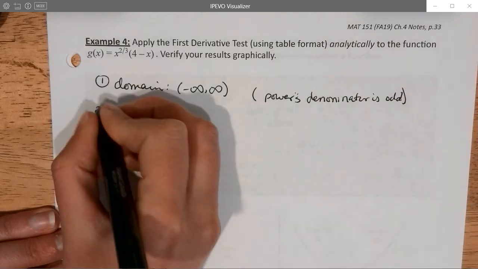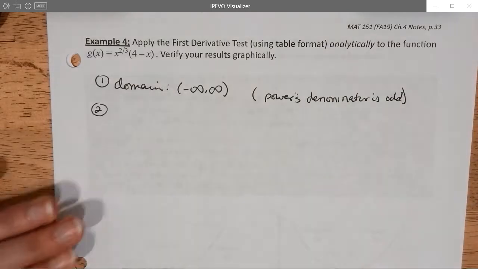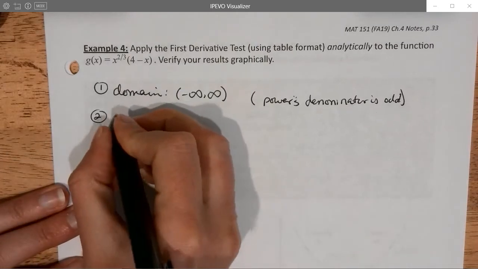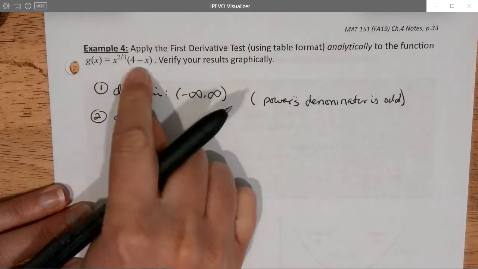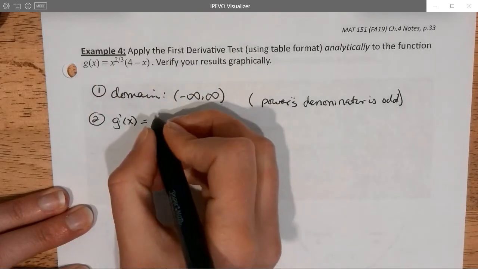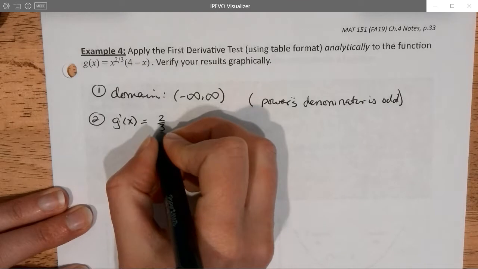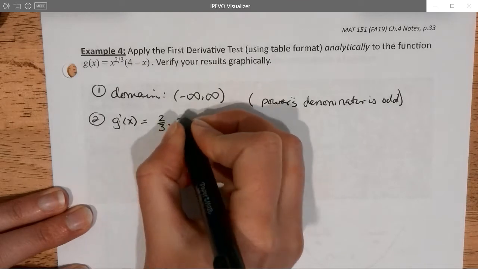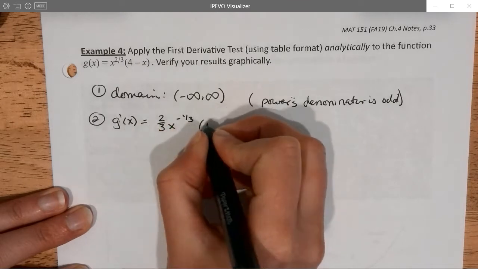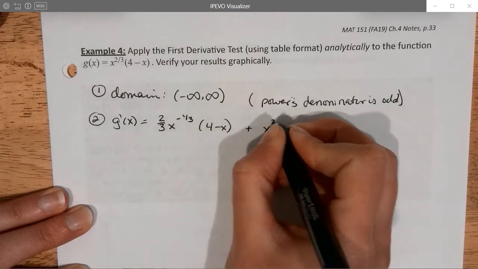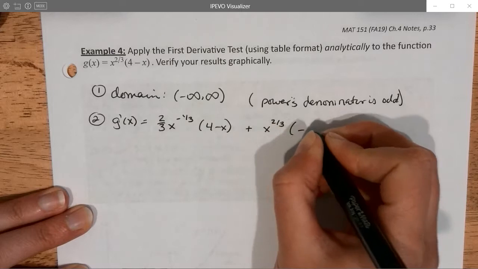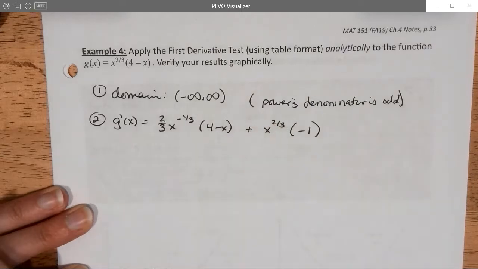Second, after I find the domain, I just want to find the derivative. This is going to require the product rule. I have a product here. So let's do the derivative of x to the 2/3 first. So we have 2/3 x to the, subtract 1, so negative 1/3. Leave the 4 minus x alone, plus the reverse, leave the x to the 2/3 alone, times the derivative of 4 minus x, which is negative 1.